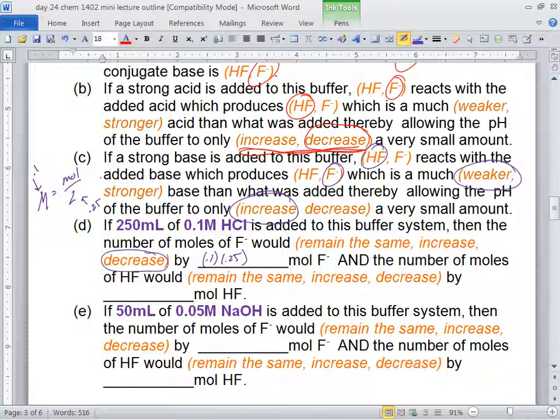And the number of moles of HF will what? F minus decreases, HF increases by the exact same number, right? 0.025.